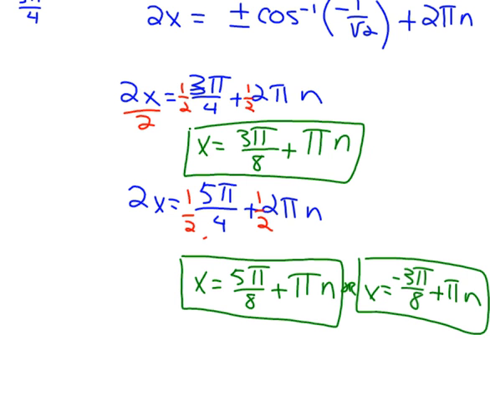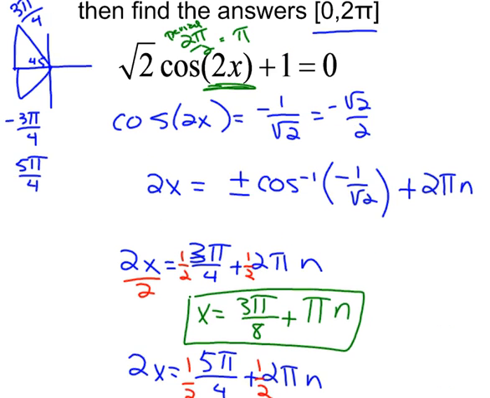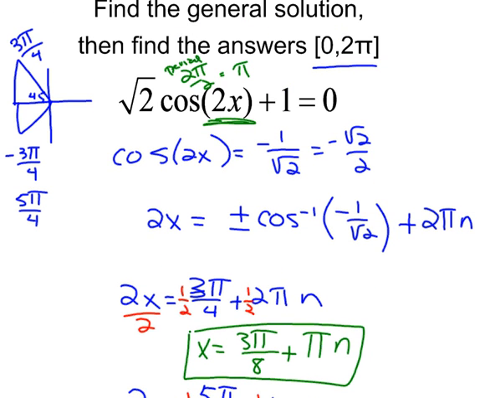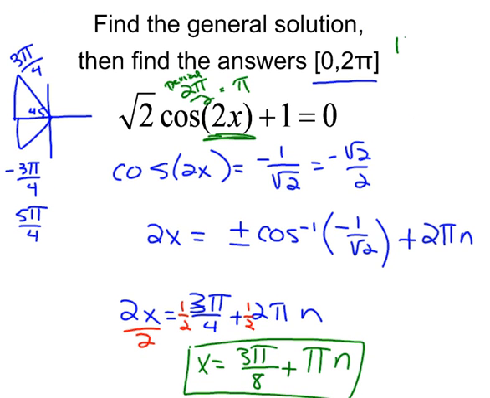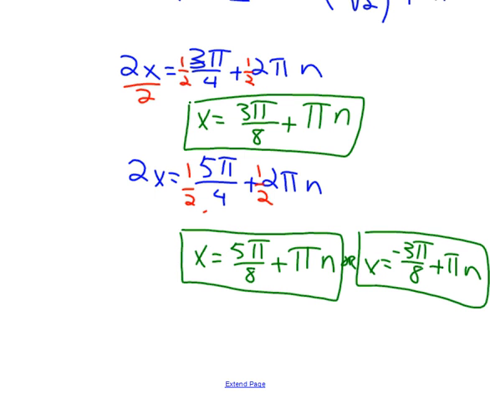But we have to remember, we do eventually want to get our answers, and in this case, I'm doing answers from 0 to 2 pi, which if I'm in pi over 8s, 2 pi would be 16 pi over 8, because 16 over 8 will give me 2. So I'm going to stop finding answers once I pass 16 pi over 8. So I have my 3 pi over 8. There is an answer. And I have my 5 pi over 8. There's an answer.